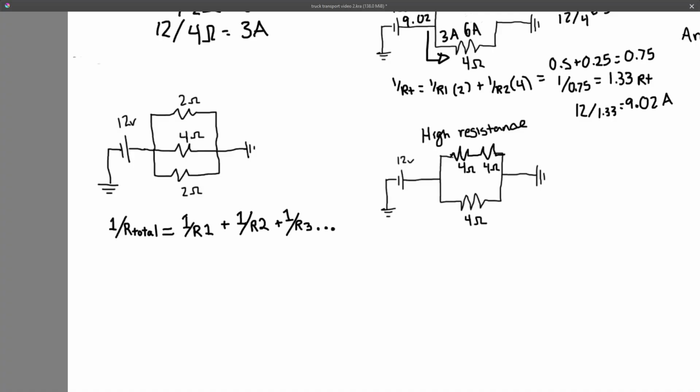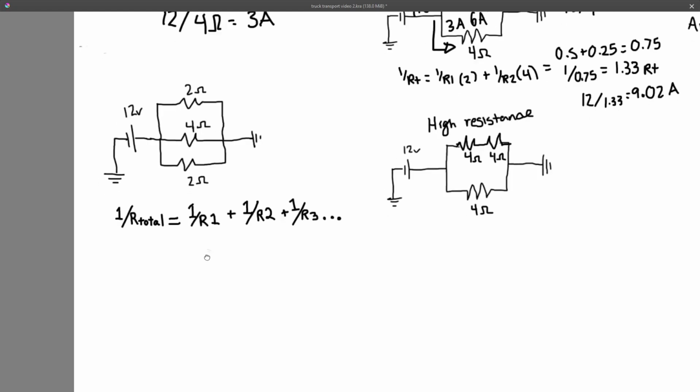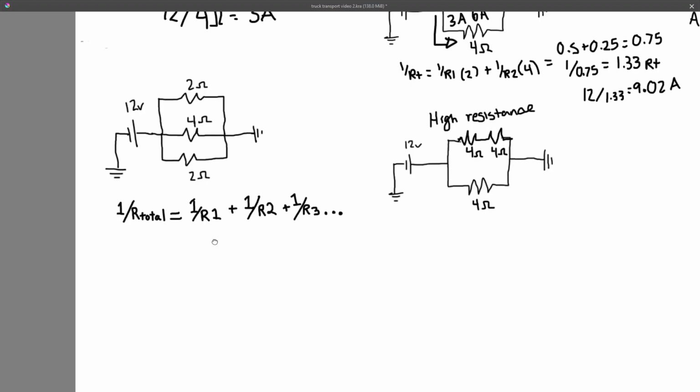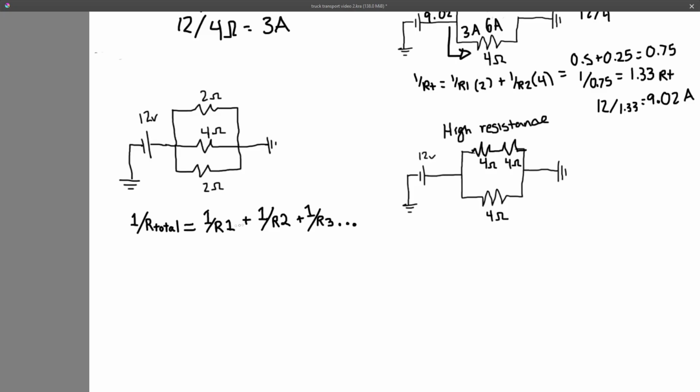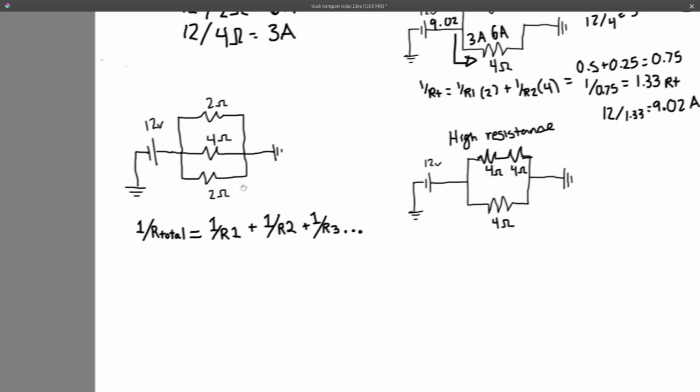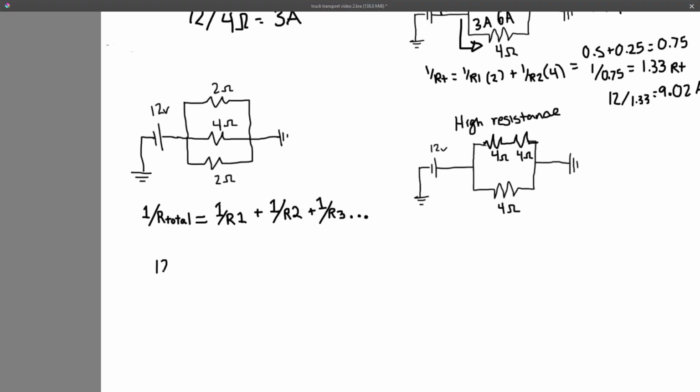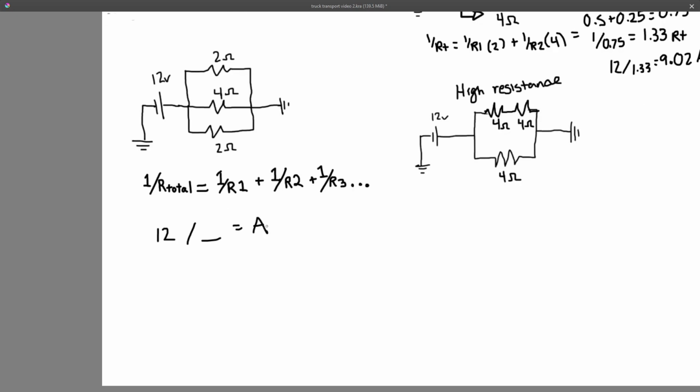Okay, now let's try another one. What I have here is a parallel circuit that has 3 separate circuits on it, and we're calculating it the same way we calculated the one over here. The way we're doing it is with this formula: 1 over RT is equal to 1 over R1 plus 1 over R2 plus 1 over R3. So first, let's do 12 volts divided by total resistance. It's going to equal our total circuit amperage.